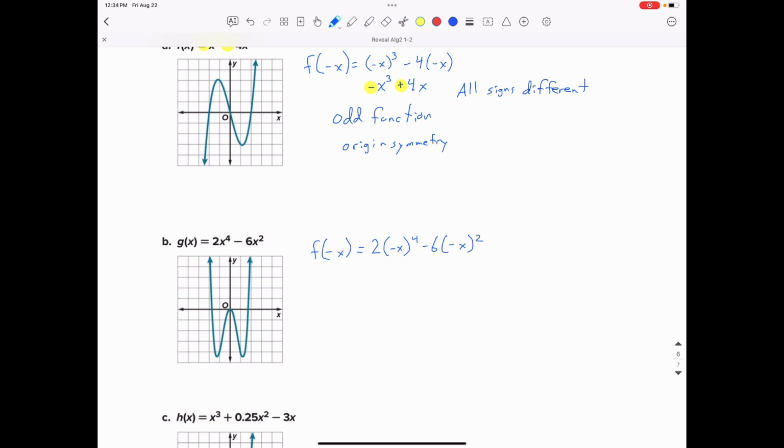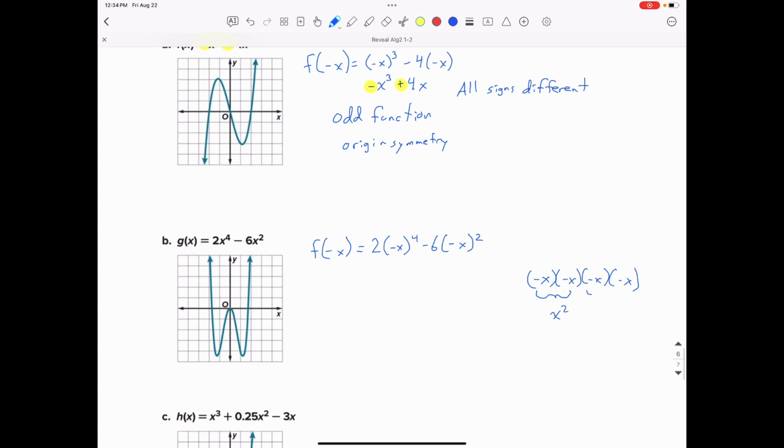So 2 times negative x to the fourth power. What is negative x to the fourth power? I'm going to write this over on the side here. If I take negative x times itself 4 times, what happens is when I multiply the first two negative x's times each other, since it's a negative times a negative, that's going to be a positive result. So this is positive x squared.